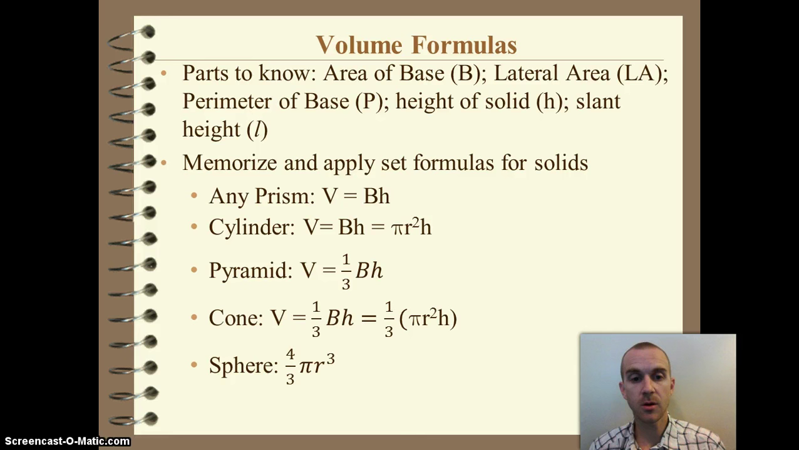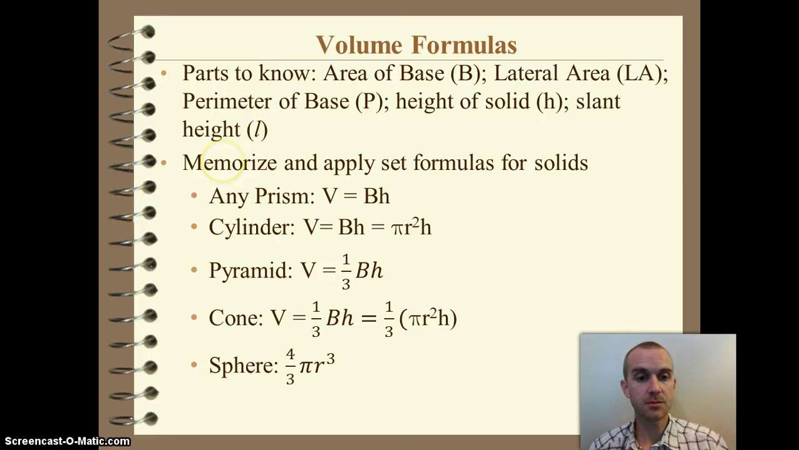Now, there are several formulas we have to know for volume, and they're all based upon the same general idea. We still have our common portions we need to know, such as the capital B means the area of the base, so the entire area. The lateral area is capital LA. The perimeter of the base will be the capital P. We still have to know the height of the solid, so that's the perpendicular height to the base, versus the slant height, or the lateral distance. So looking at one of the faces in its lateral distance to the top.